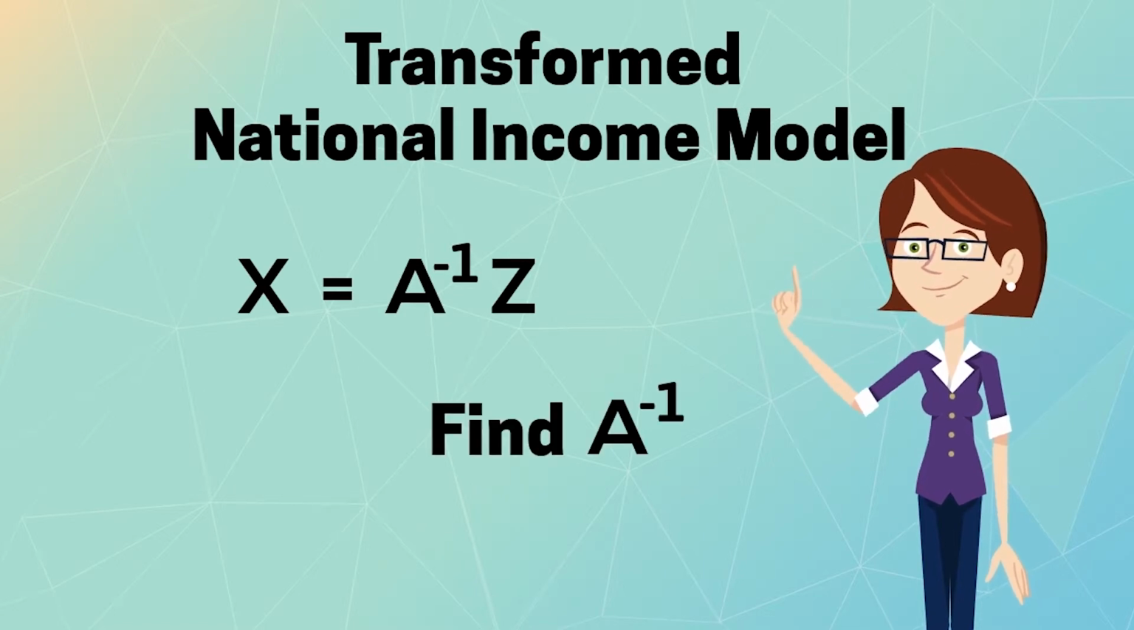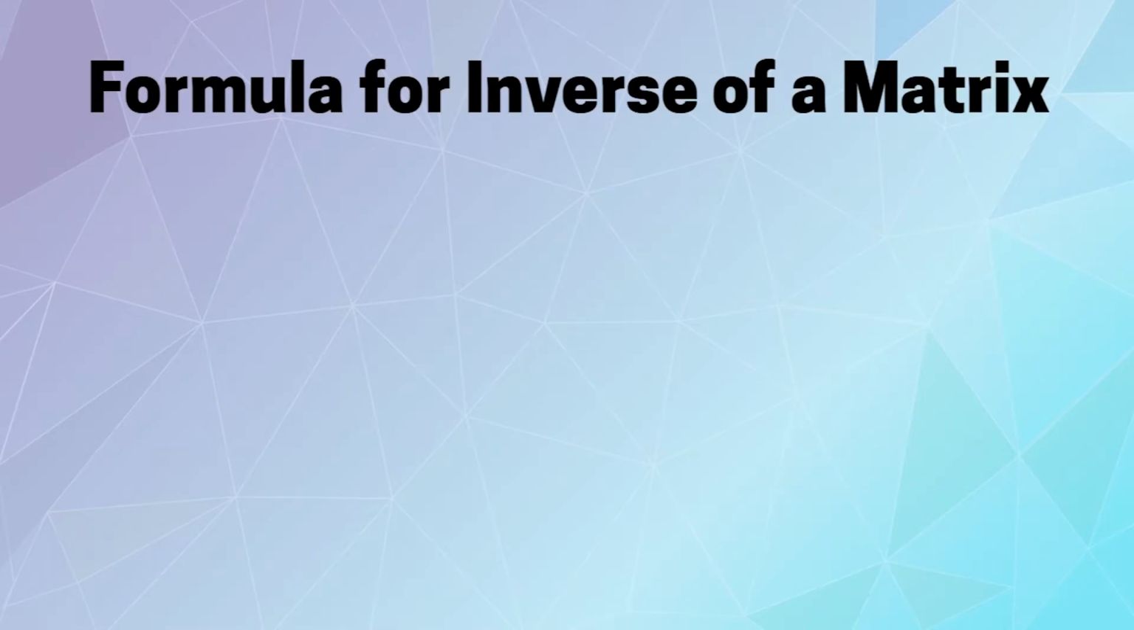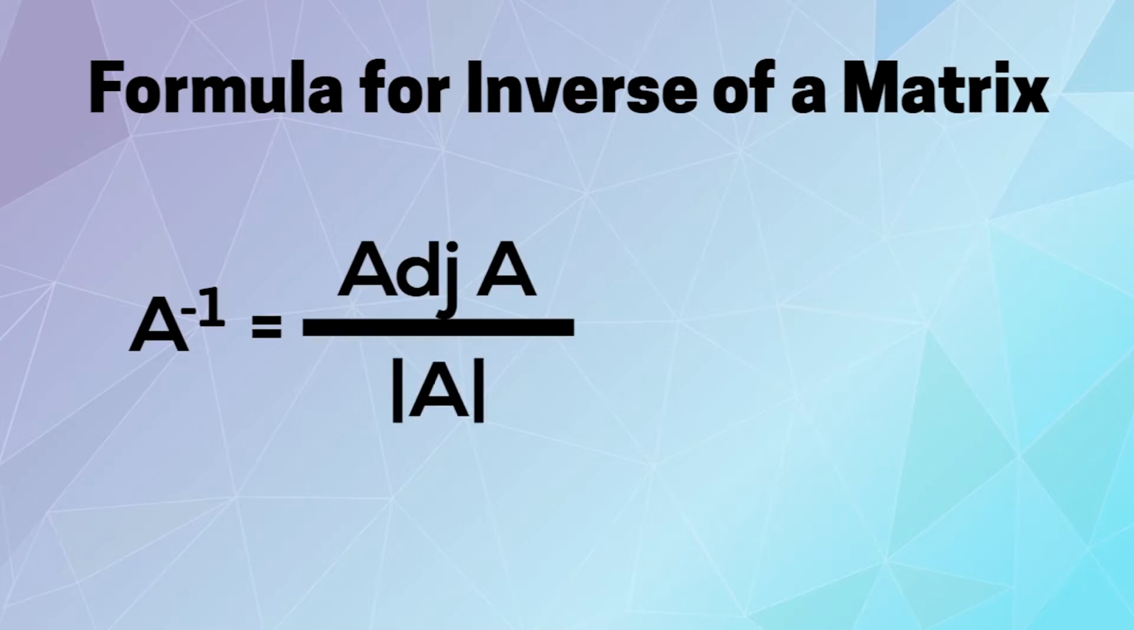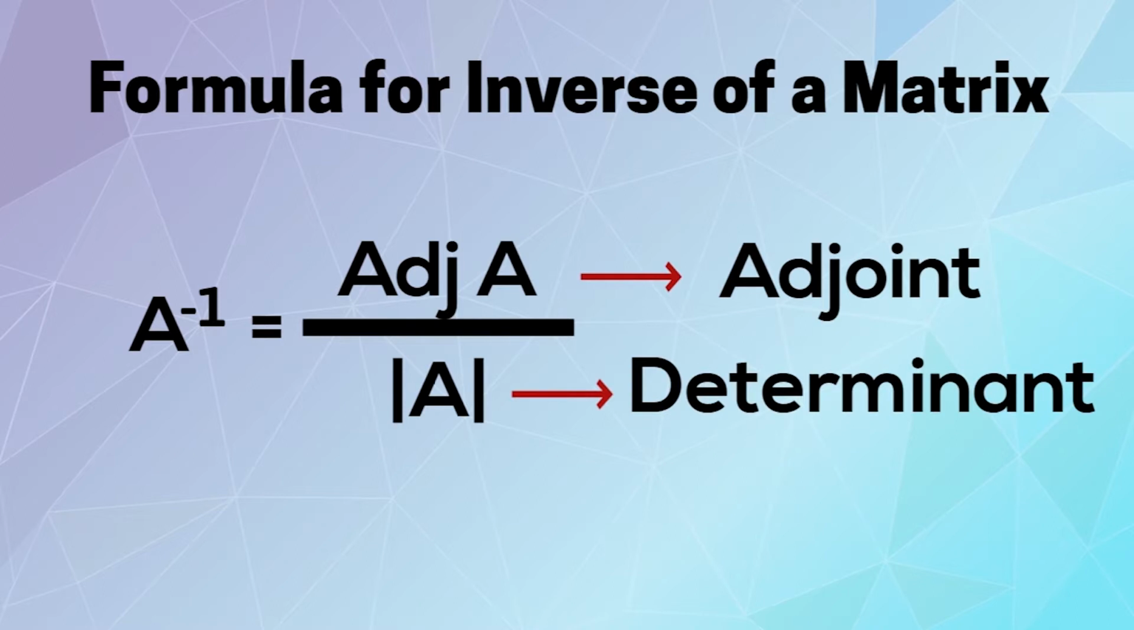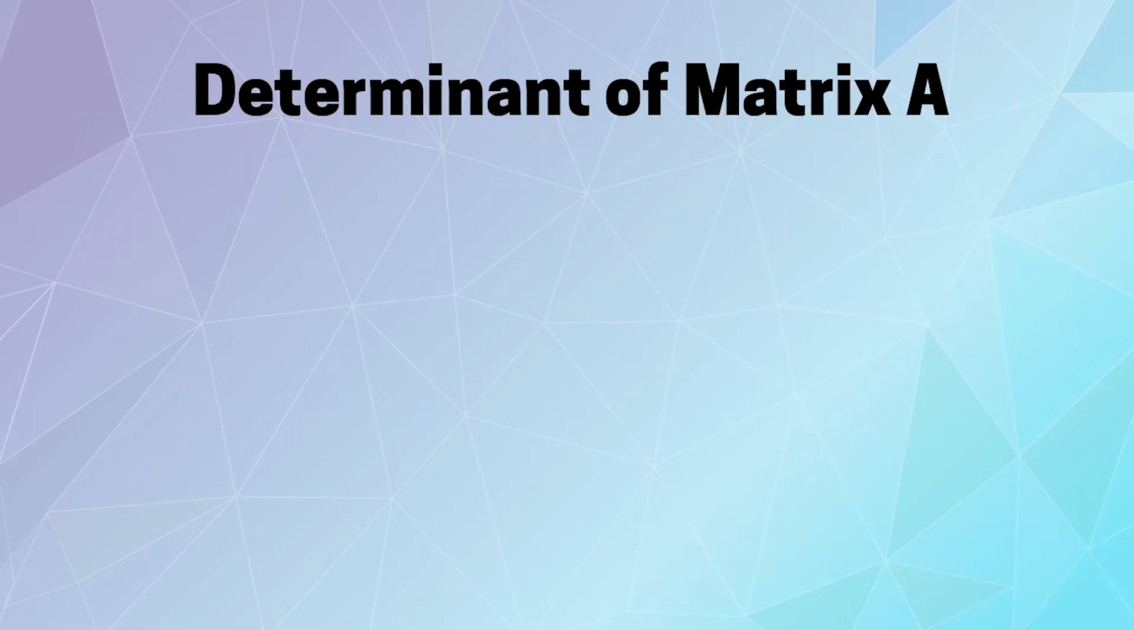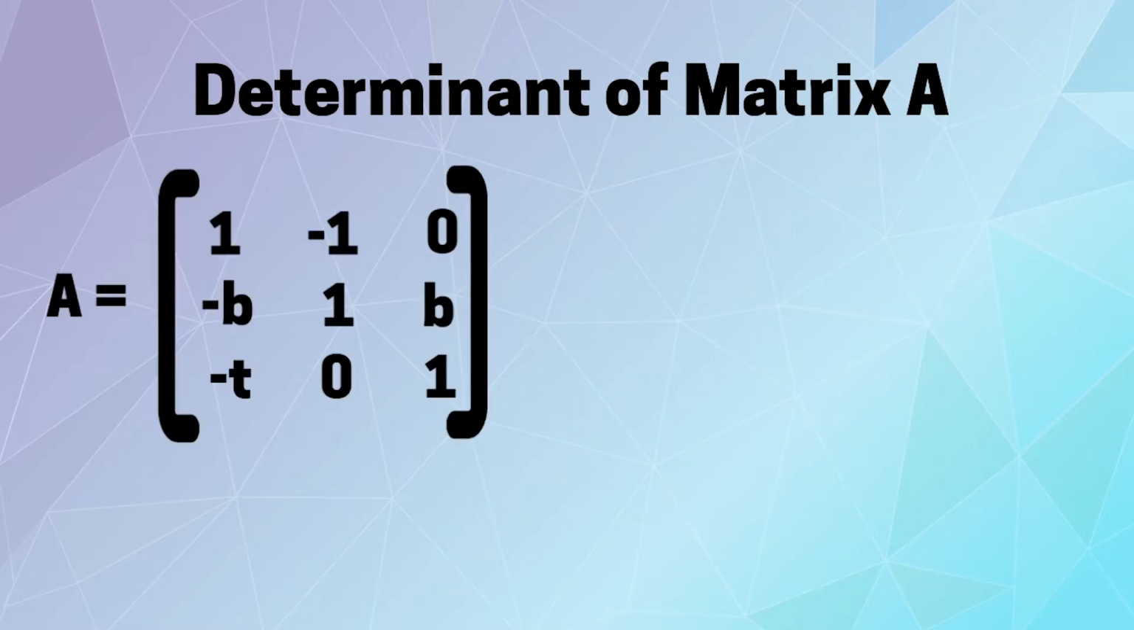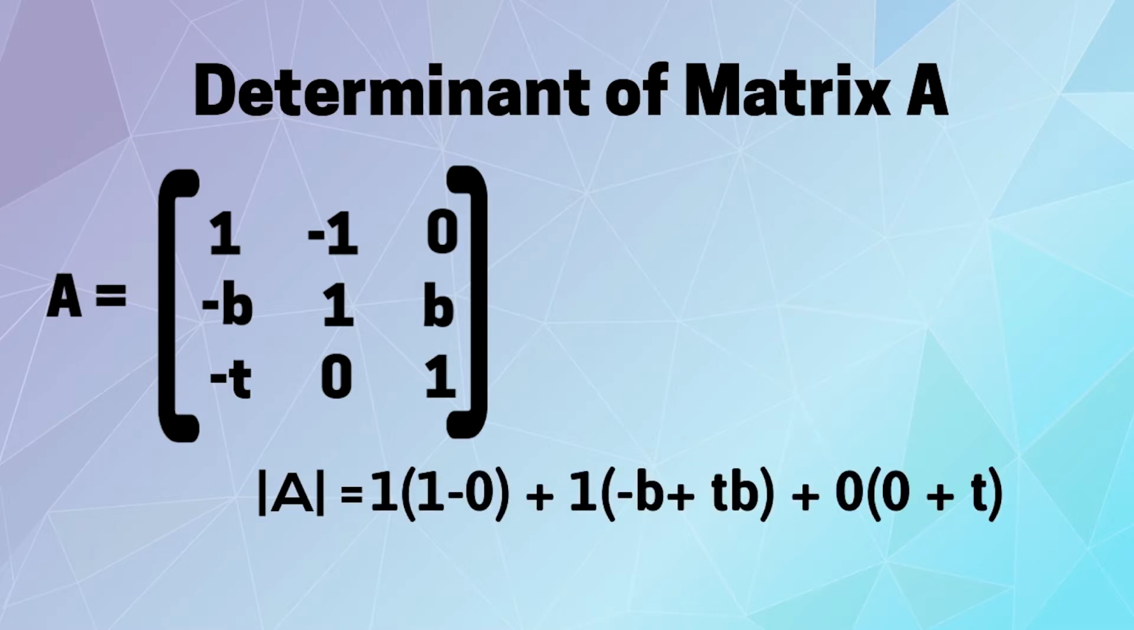To solve this model, we have to find A inverse. This is the formula for finding A inverse. It must be noted that the determinant of A must not be equal to 0. Proceeding to find A inverse, we first find the determinant of A. Since the determinant is not equal to 0, a solution exists. Pause the video for a few seconds and understand how the determinant is calculated.